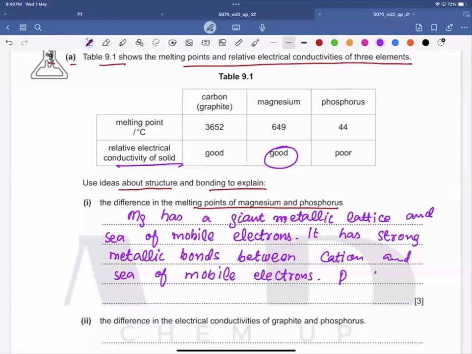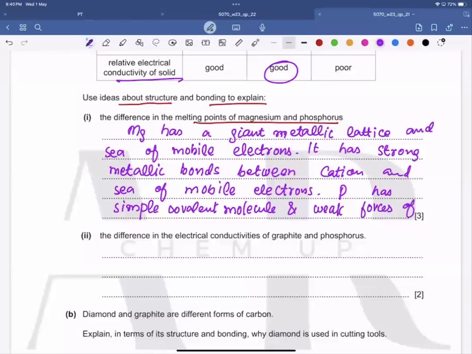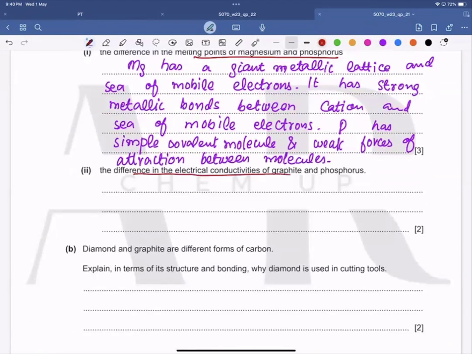Then we will write about phosphorus, that phosphorus has simple covalent molecules and weak forces of attraction between molecules. Is this clear?